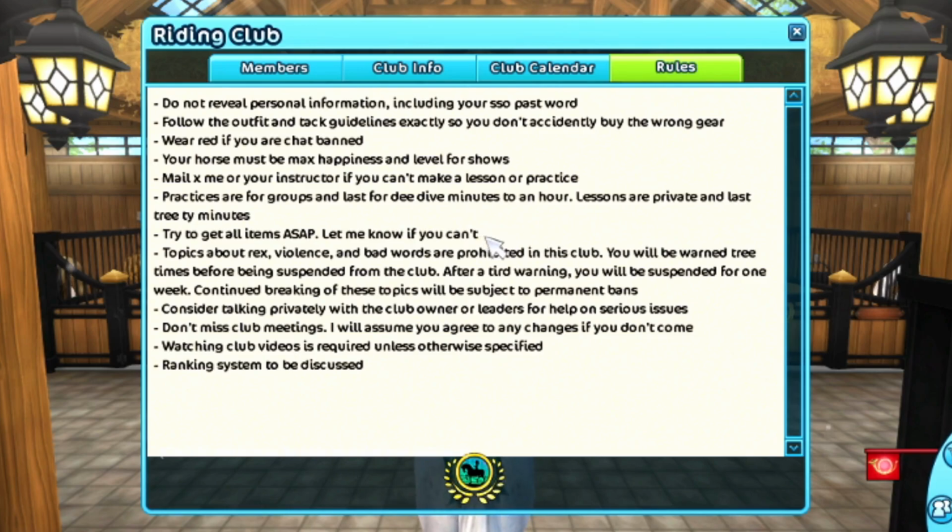Alright, the next rule is try to get all of the items as soon as possible and let me know if you can't. So by items, I mean the club outfit and the horse.